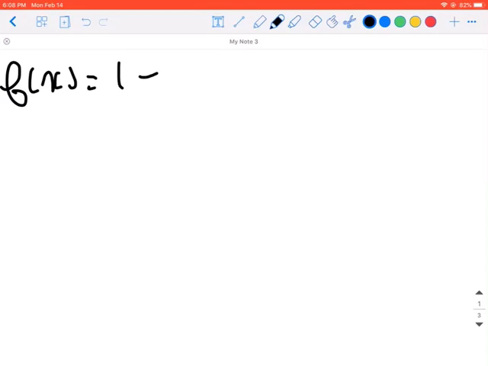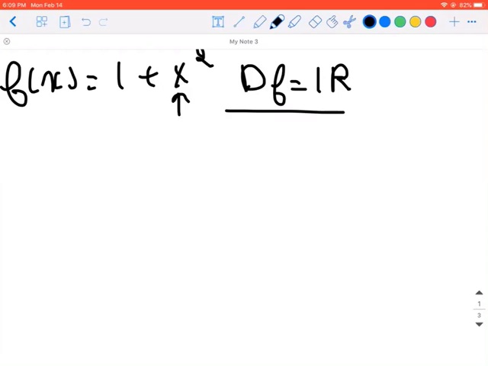So here this function is defined everywhere. The domain of this function is R. Why? Because x is allowed to have every value. There is no restriction on x. Okay? So we determine the domain.